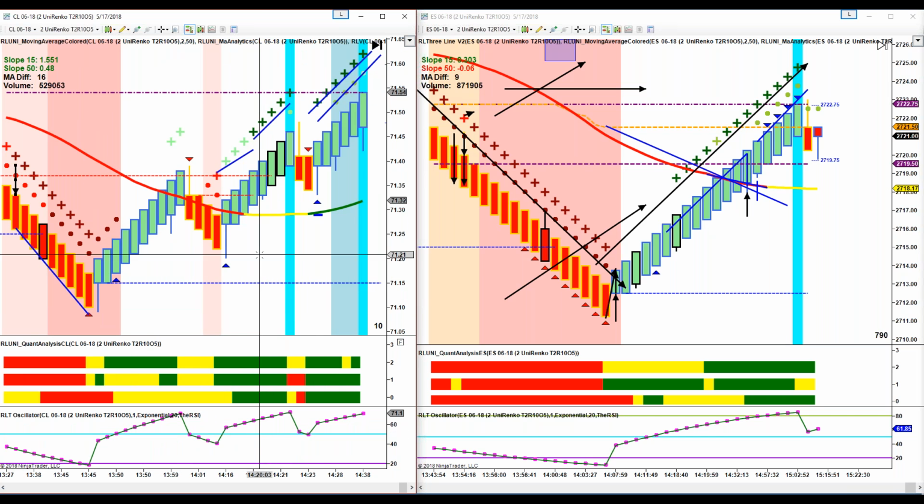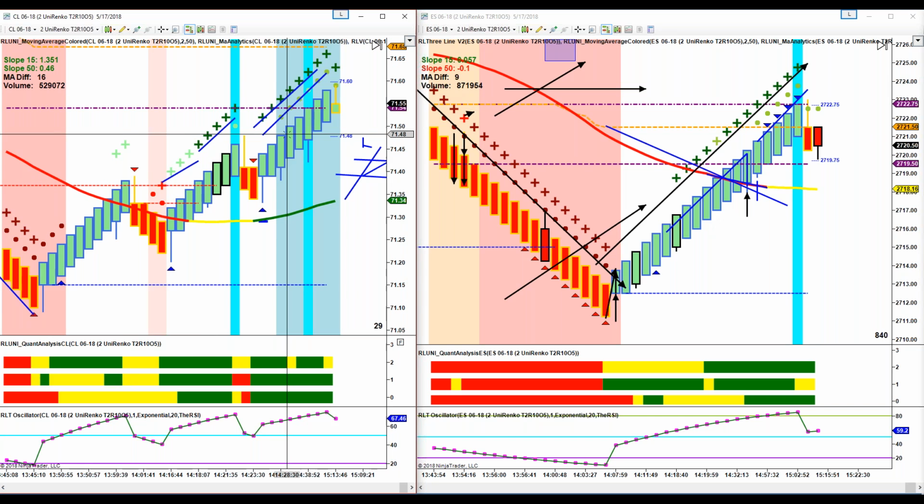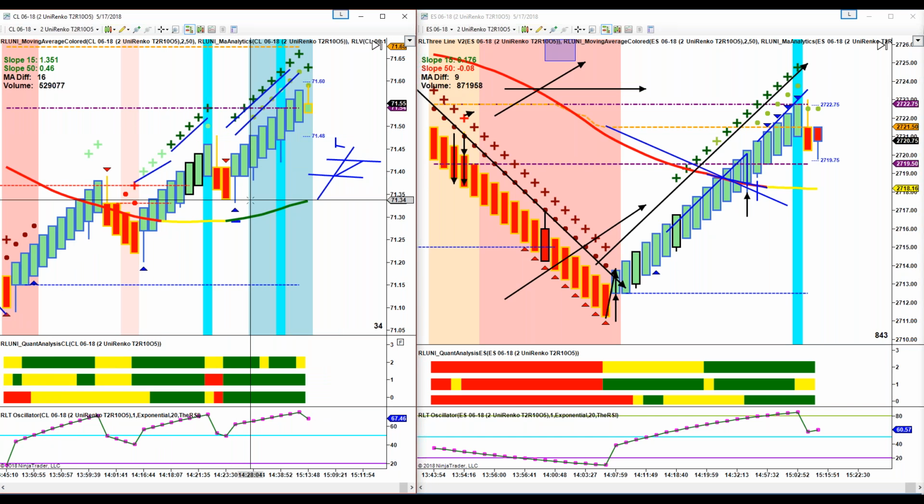So same thing here. Can't take this entry here. Wait for the wick. Now, you don't have both dots here. It's riskier, but you can enter. You don't have both dots here. It's riskier, but it's a winner. You don't have both dots here. It's riskier, but it's another winner. So it just shows you wait for the pullback. Wait for the pullback.